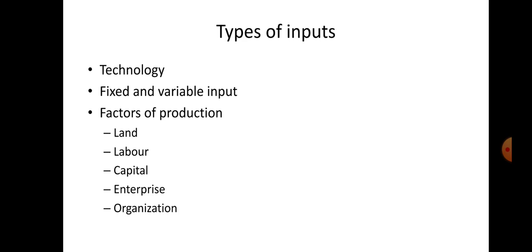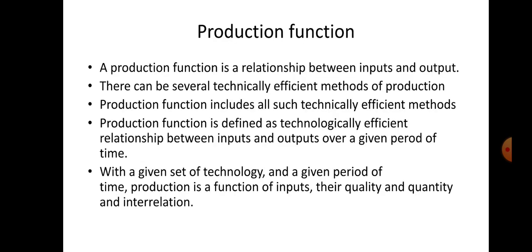It is the economist's summary of technical knowledge, and the different inputs that we are going to use here for transforming the raw material into finished good are technology, fixed and variable input, factors of production like land, labor, capital, enterprise, and the place where we do all these activities, that we call an organization. So a production function refers to the physical relationship between the use of inputs, that we call factors of production, and the resulting output of a product.